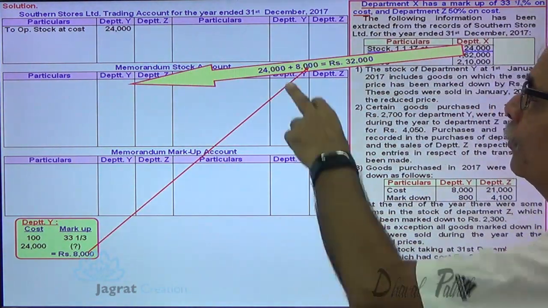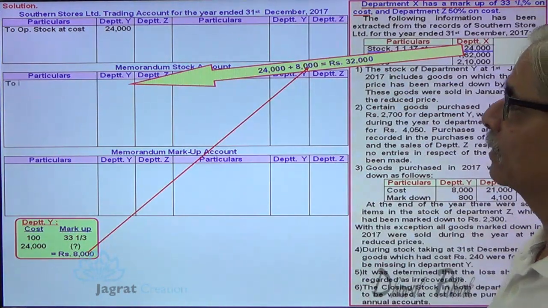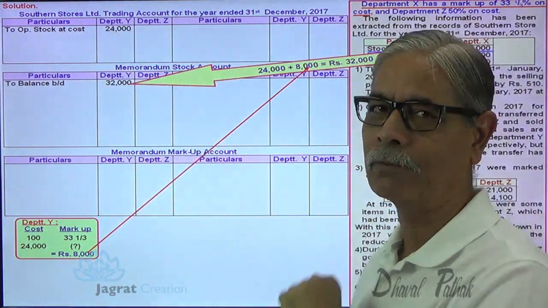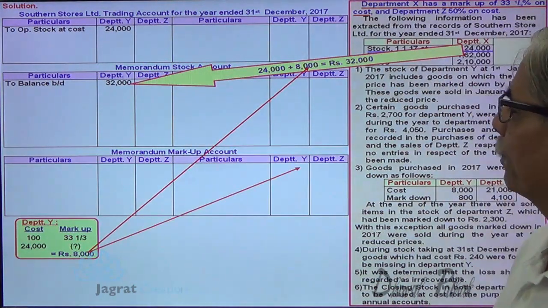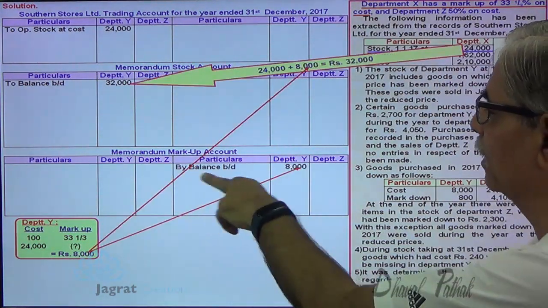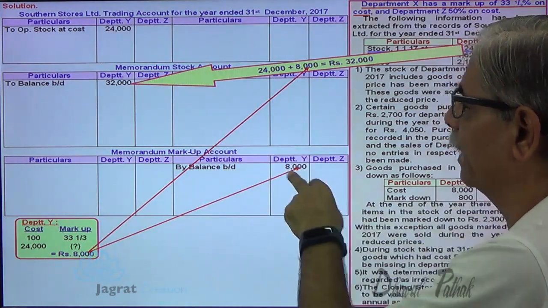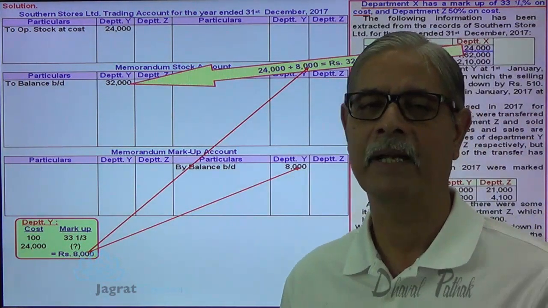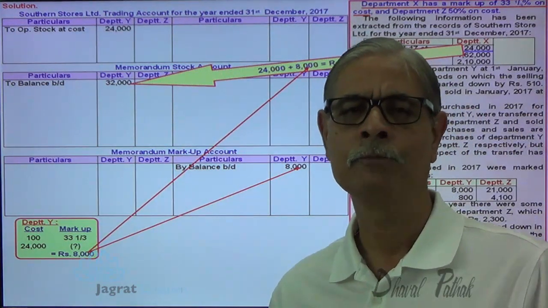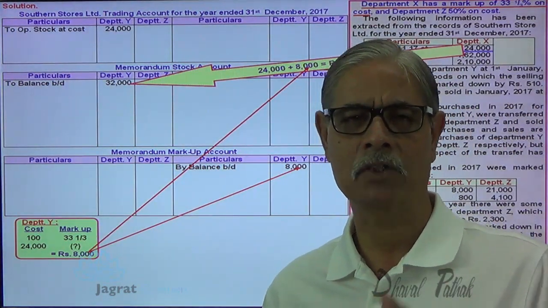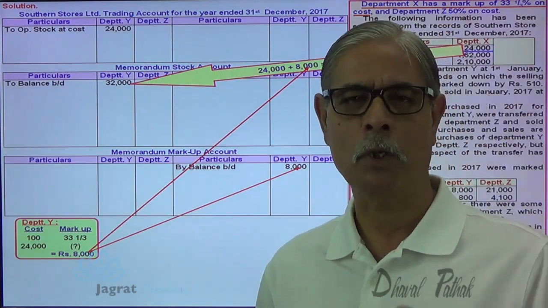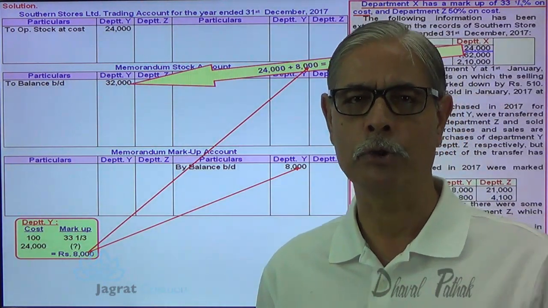Now look at 24,000 plus 8,000. 32,000 is recorded as opening balance. Instead of 24,000, I write 32,000. And the profit element is recorded here. So the profit element of the department is recorded in the Memorandum Markup Account. This is just like an adjustment account. This is what you have studied in the stock and debtor system, in case of branch account. And if you want to refer to it, refer to my videos on stock and debtor system uploaded on YouTube.